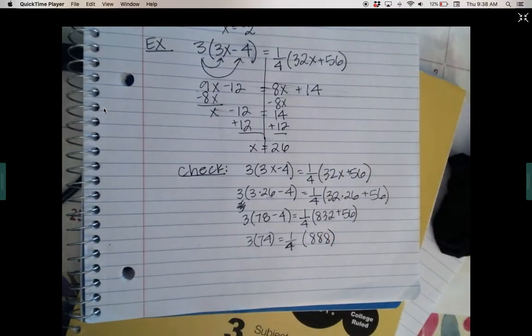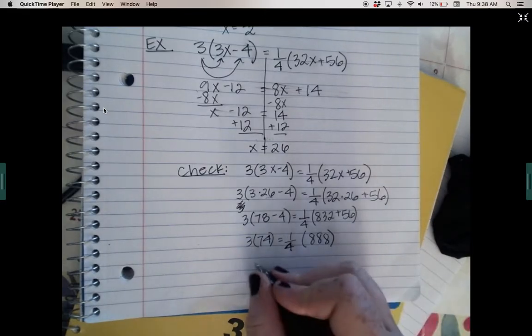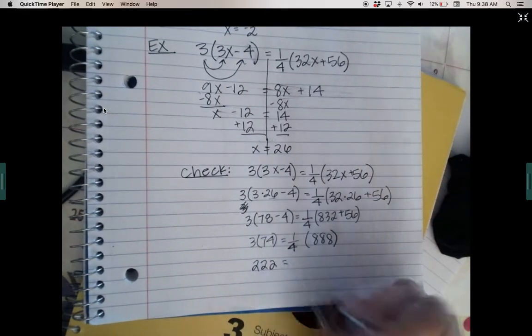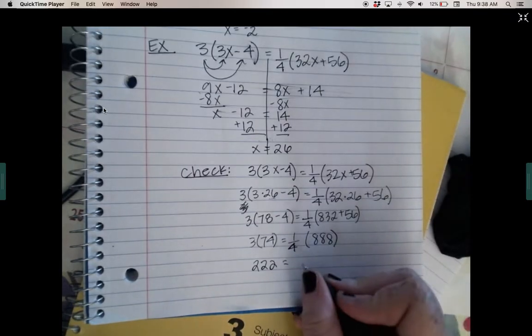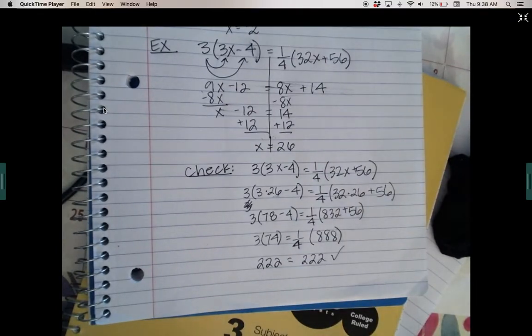I'm asking you guys too, just to make sure. So hopefully you're going to tell me if I'm wrong. What's 3 times 74? 222. And 1/4 of 888, or 888 divided by 4, is 222. So we did it right. I'm so proud of us.